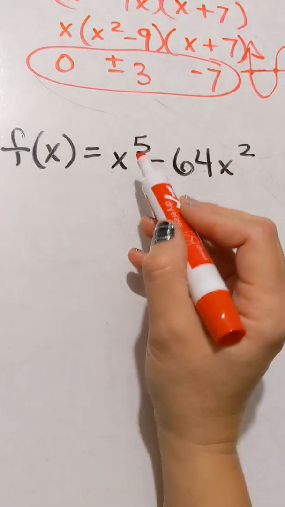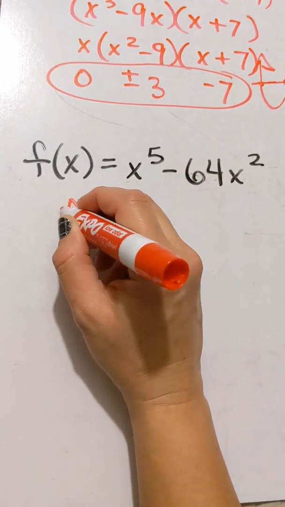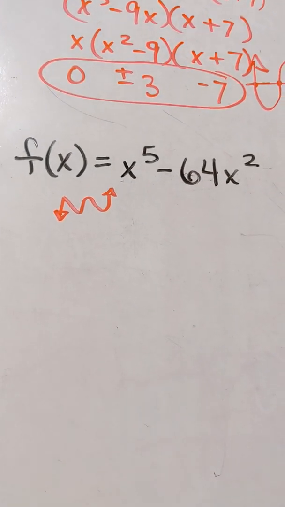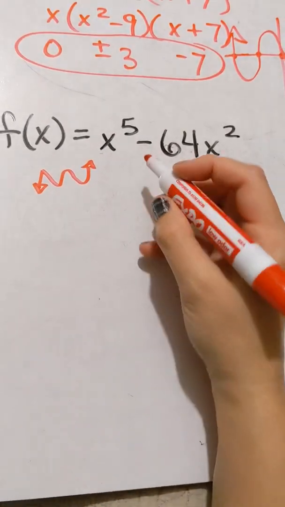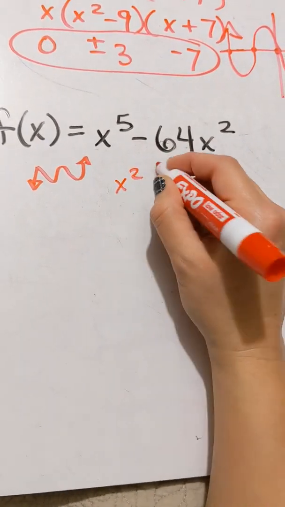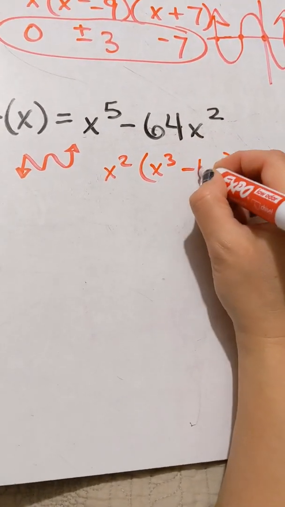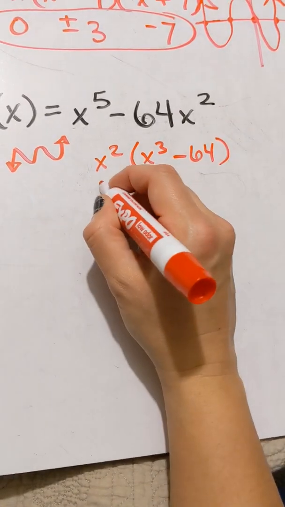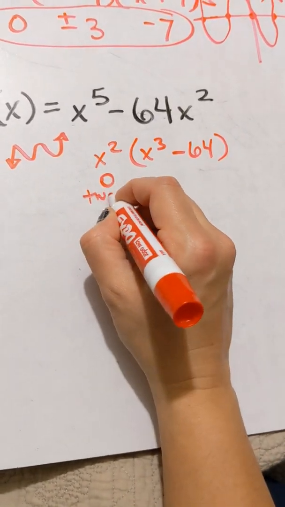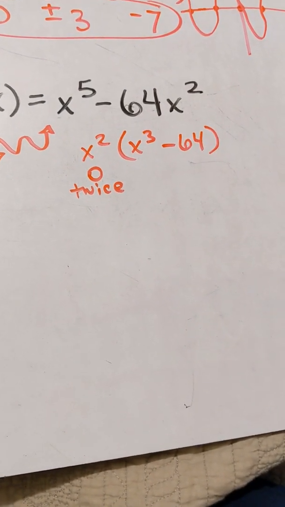All right, next one. This is an x to the 5th graph. You might remember that graph looks something like that if it's positive, and flip it upside down if it were negative. Here, you can factor out an x squared. That would leave x cubed minus 64. The x squared, you're pretty much done. You would get an answer of 0, and remember that's where you get the answer twice because of the squared, and that would be like a bounce on the graph.